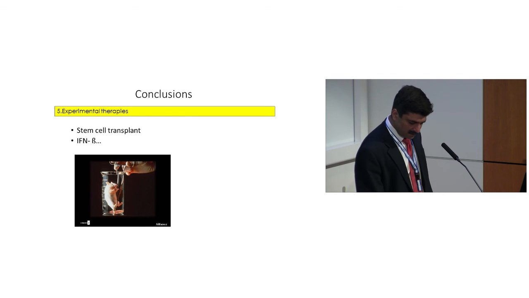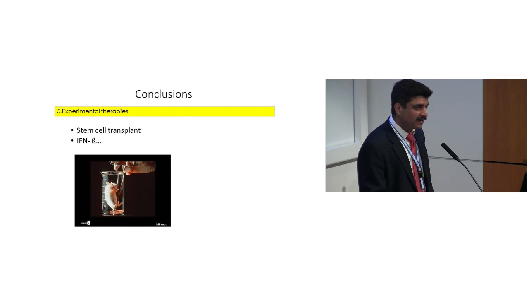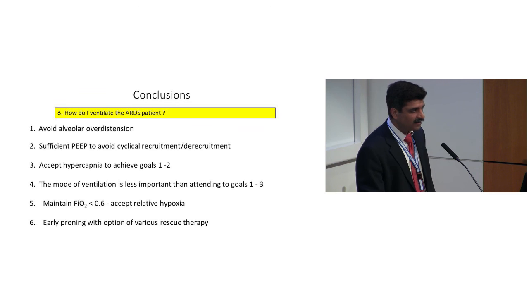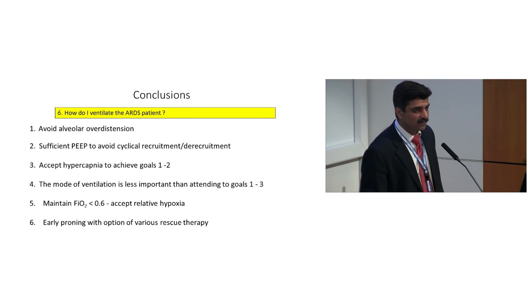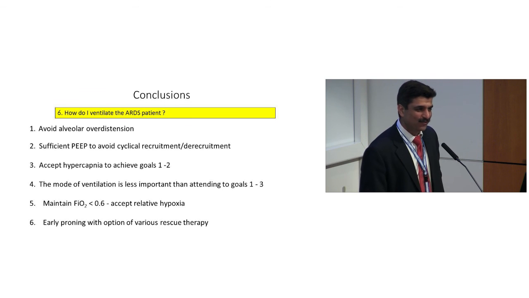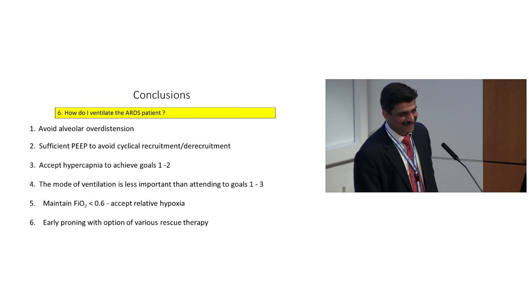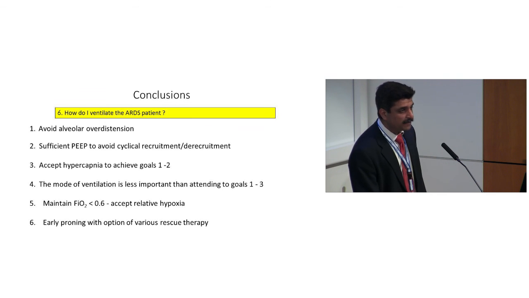So how would I ventilate? I keep it really simple. Low tidal volumes, reasonable amount of PEEP, permissive or therapeutic hypercapnia. It doesn't matter whether it's BiPAP or SRMV. We use SRMV. I used BiPAP before. Before that, I used SRMV. It doesn't matter, I think. Except a bit of hypoxia.